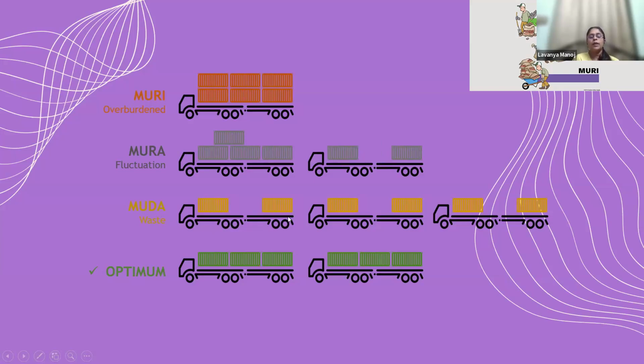And Muda is wastage. For transporting six products, unwantedly you're scheduling three transportation vehicles, which is not necessary. So this is the best strategy to follow. That is the optimum level. If a vehicle can hold a maximum of 3 containers of product, go with 2 vehicles which can carry 6 containers.